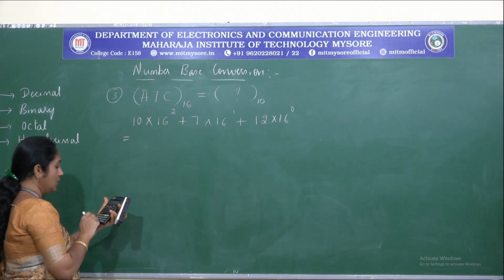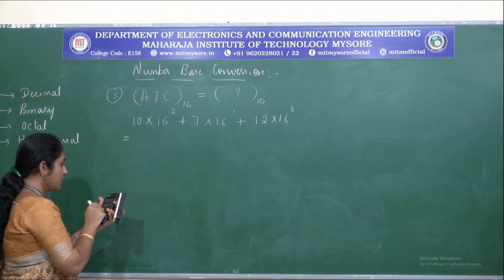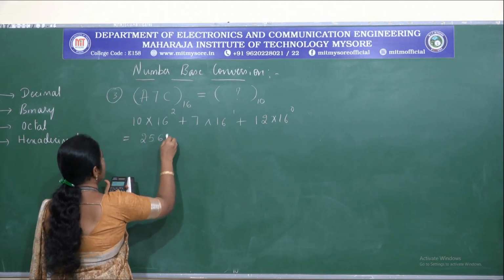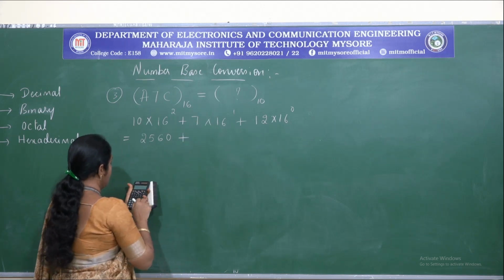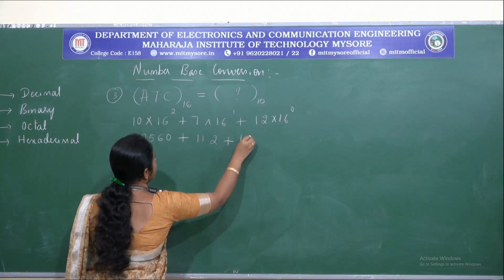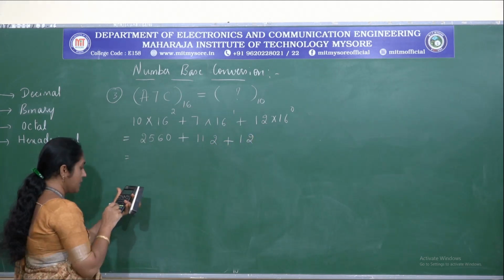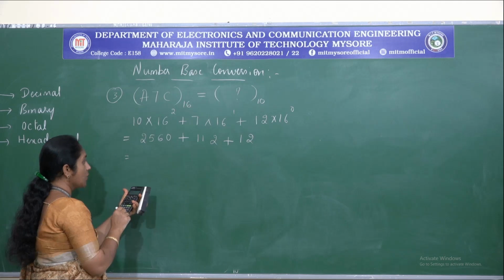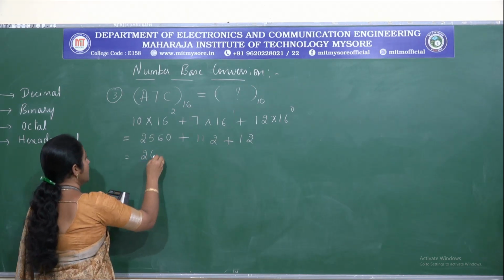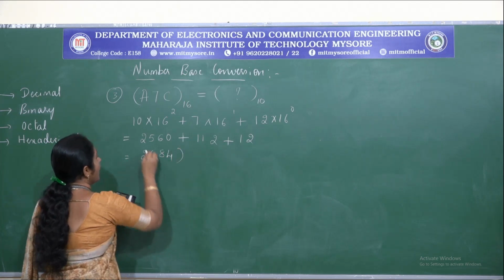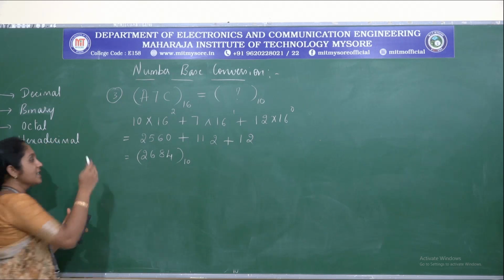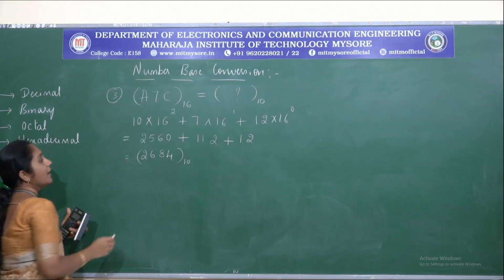Now 10 into 16 square is 2560 plus 16 sevens are 112 plus 12. So the sum is 2560 plus 112 plus 12. Yes, the answer is 2684. Okay, so this is in decimal number system.